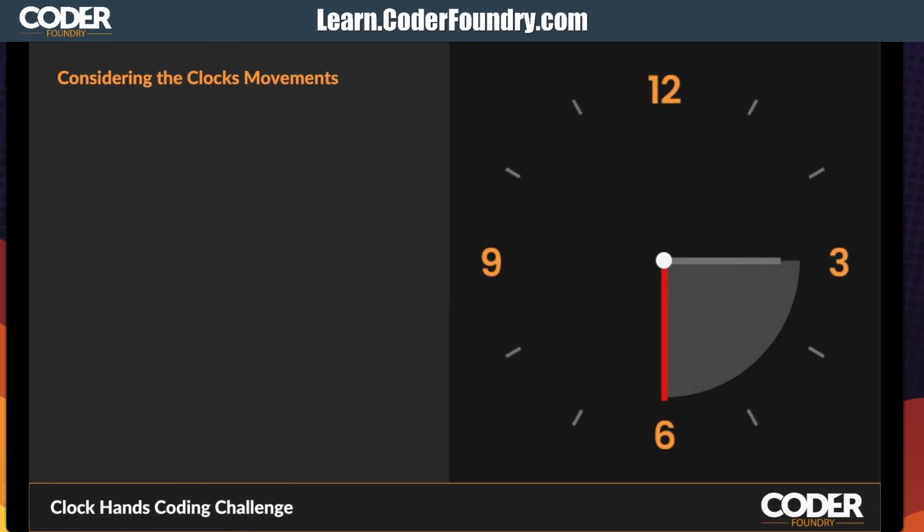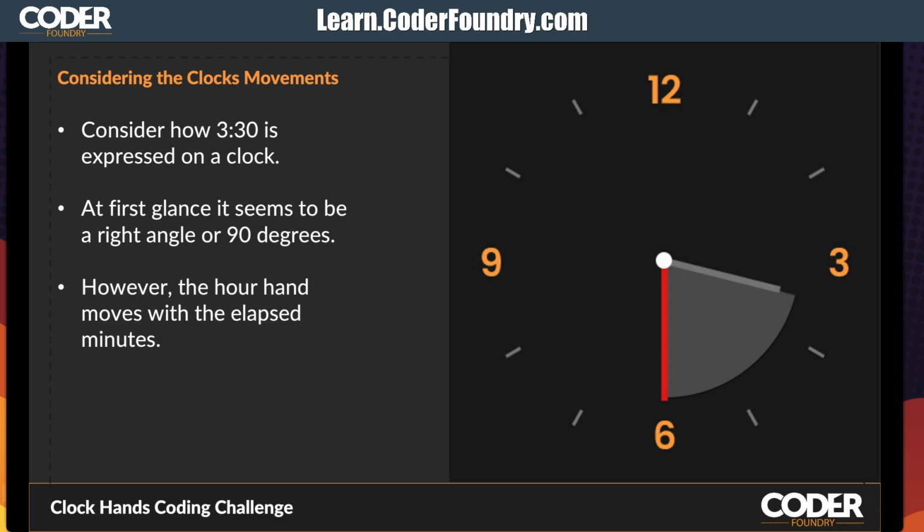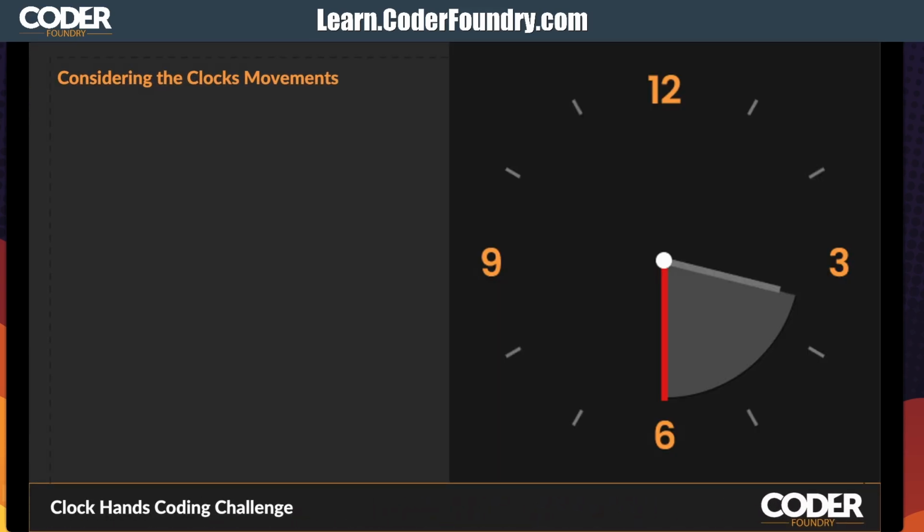The next thing we need to consider is the clock movement, or how the clock moves as the minutes elapse. Now consider how 3:30 is expressed on a clock. At first glance, it seems to be a right angle or 90 degrees. However, the hour hand moves with the elapsed minutes. So at 3:30, our hour hand is actually halfway between the 3 and the 4. So what we need to do is to add the minutes angle to our hour angle.